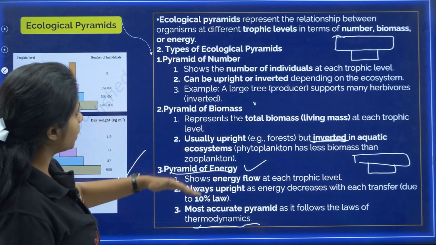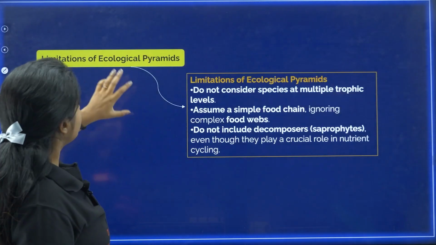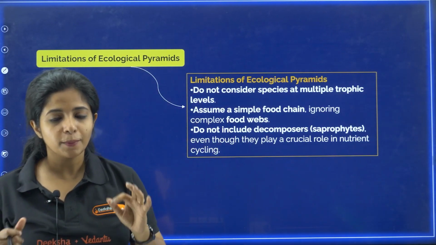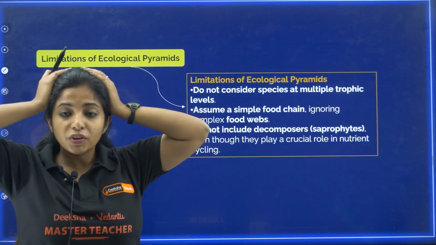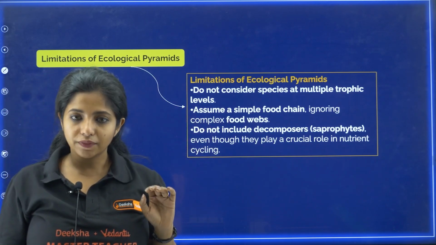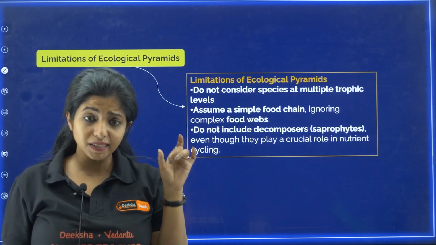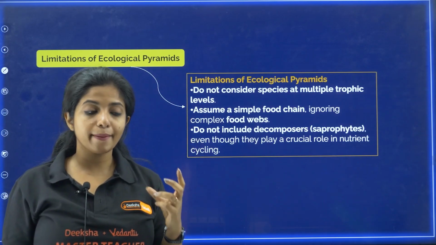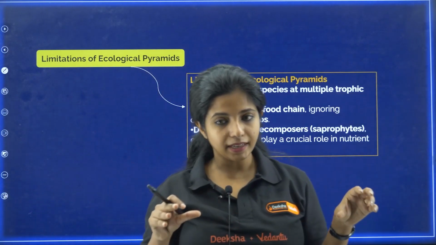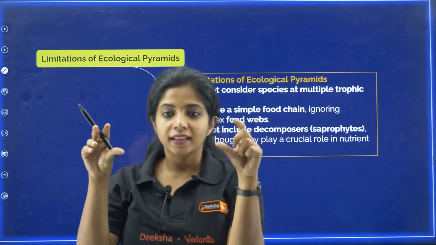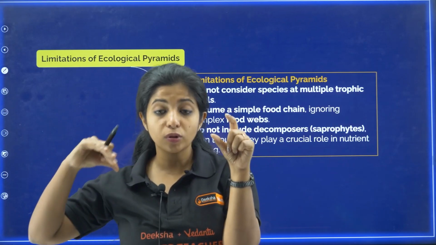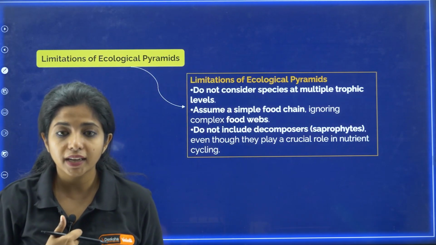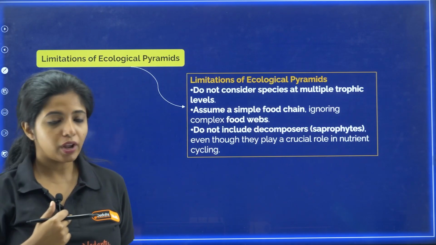Okay, so we have 3 pyramids. I hope you remember it. Now, limitations of ecological pyramids. Obviously, there will be some limitations to it as well. So, what are the limitations? They do not consider species at multiple trophic levels. For example, the same organism can have multiple trophic levels. Take an omnivore. A plant is fed on by an omnivore. This omnivore can be eating a plant or also an animal, so it can be in different trophic levels also. But am I considering that? No. So that is a big problem.